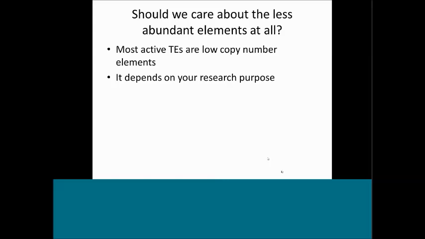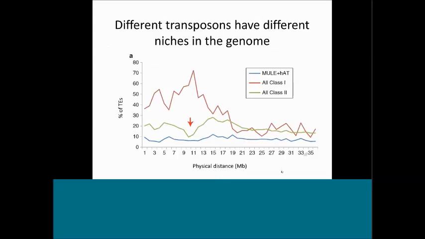As a result, it depends on your research purpose, whether you work on the highly abundant elements or on the low abundant elements. In the genome, most of the transposable elements have something called target specificity, which means they are not inserted in a random pattern. Most of them have an insertion preference.